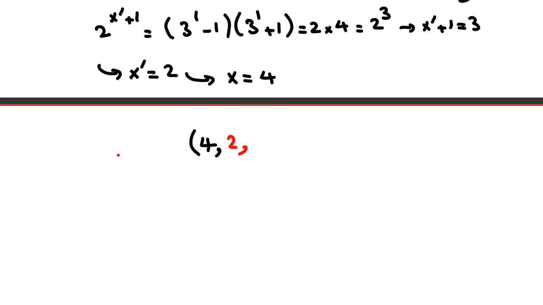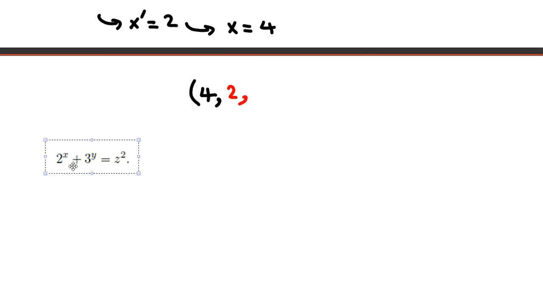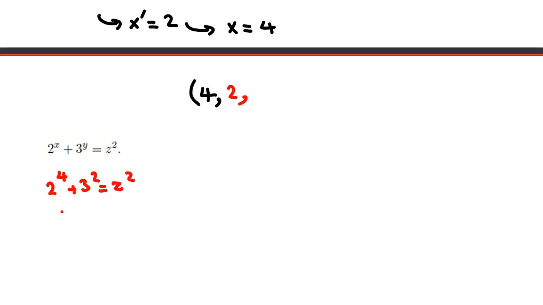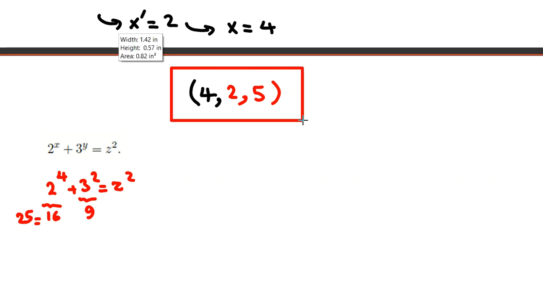We can easily find z. Why? Because 2 to the 4 plus 3 squared equals z squared. It is 16. It is 9. It will be 25. So z squared is 25. So z will be 5. It is our last answer.